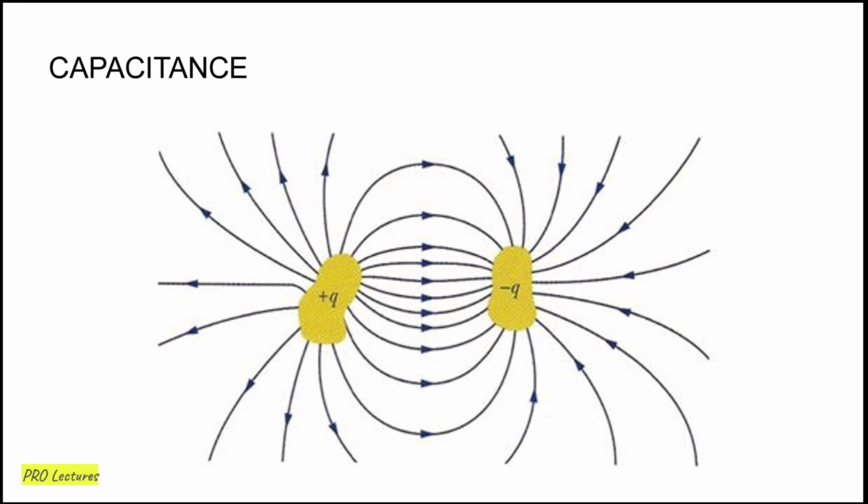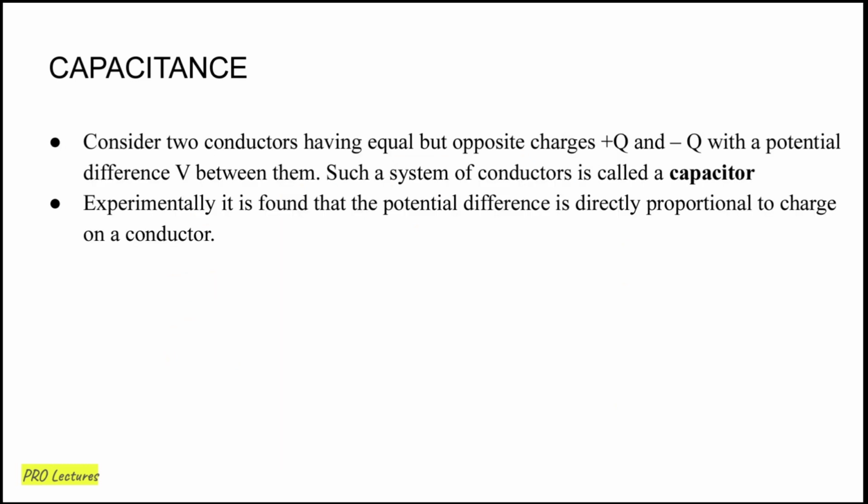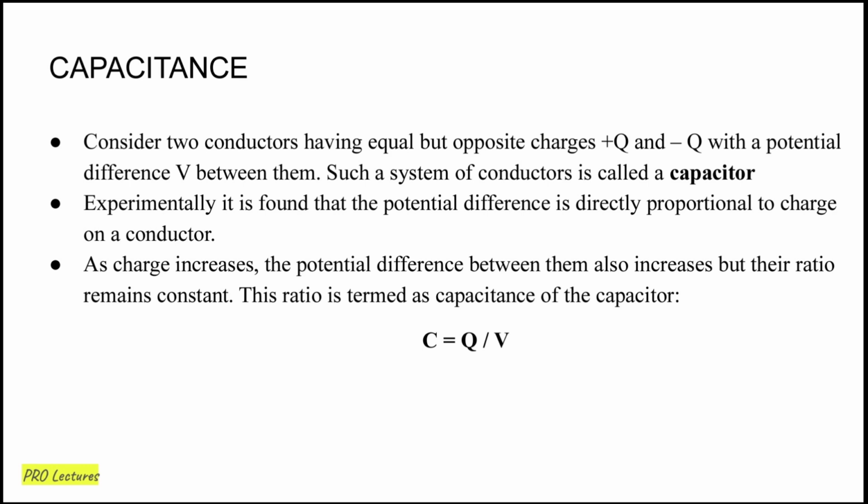One carries a positive charge plus Q and the other an equal but opposite negative charge minus Q. These conductors have a potential difference of V between them. Together they form a system called a capacitor. Through experimentation, we find that the potential difference between these two conductors is directly proportional to the charge on them. That means as the charge increases, the potential difference between them also increases.